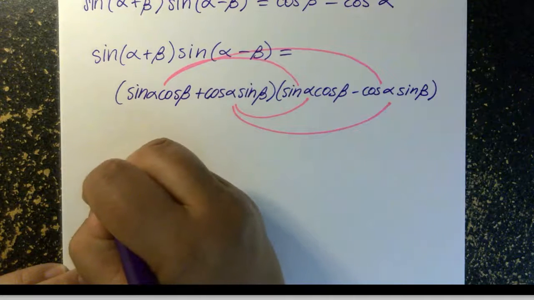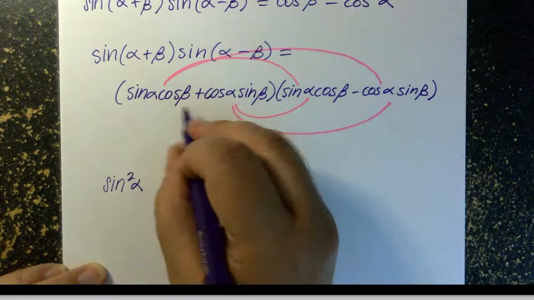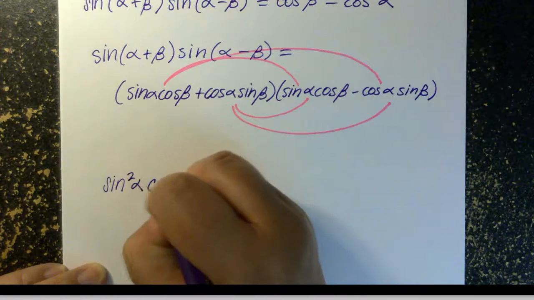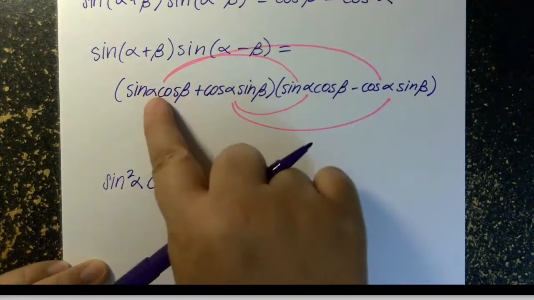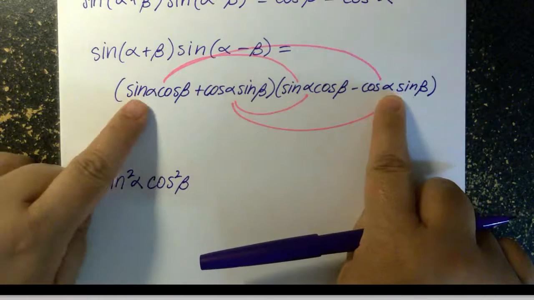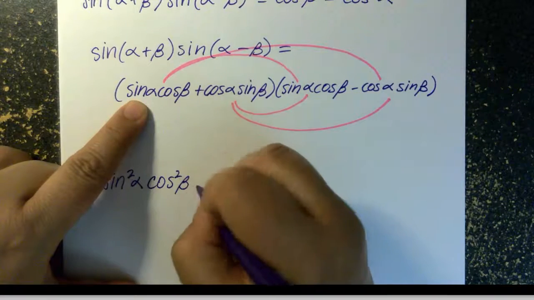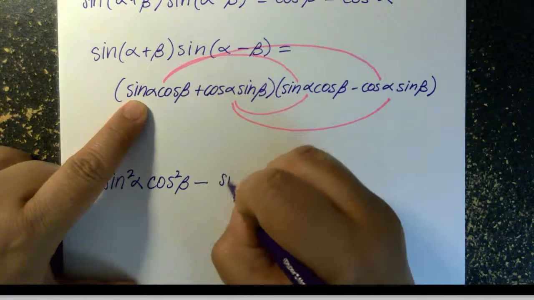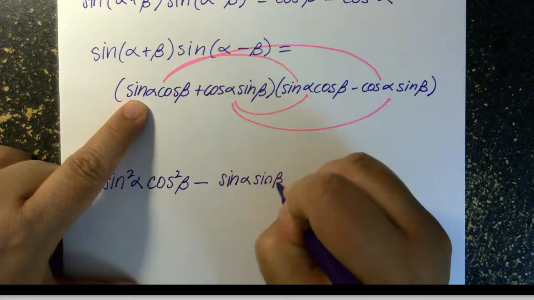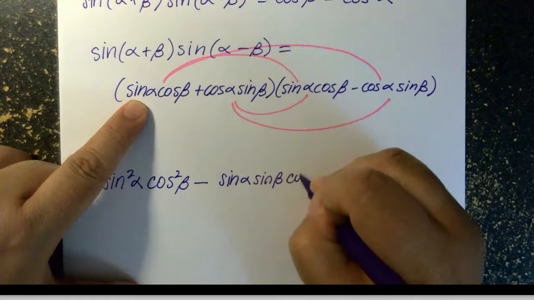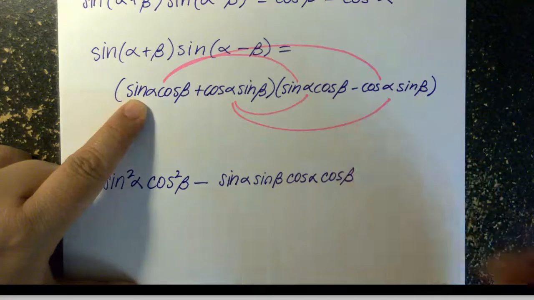So sine alpha cosine beta times sine alpha cosine beta. I'm going to simplify that and say that's sine alpha times sine alpha, so that's sine squared alpha. Cosine beta times cosine beta is cosine squared beta. All right, that's the first. Then I've got this guy times this. Sine alpha, and this is minus, this is positive, so it's going to be minus sine alpha times sine beta times cosine alpha, and I'm just trying to put it in some order that might make sense to me.